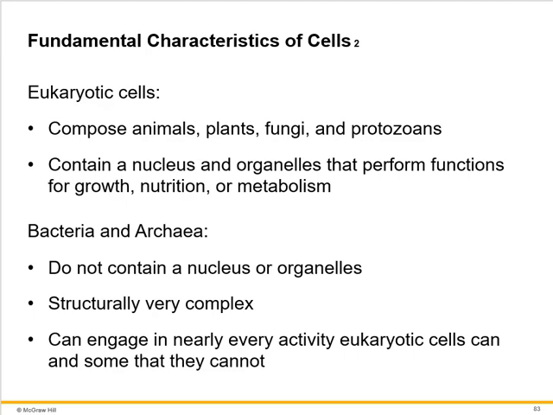So eukaryotic cells, they are what compose eukaryotic organisms, such as animals, plants, fungi, and protozoan. And we've talked about this difference, so this you do need to know. They contain a nucleus, and that includes membrane-bound organelles, and for growth and nutrition and metabolism.